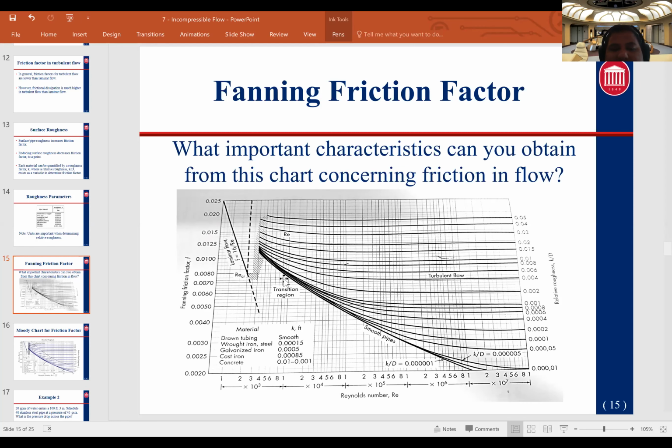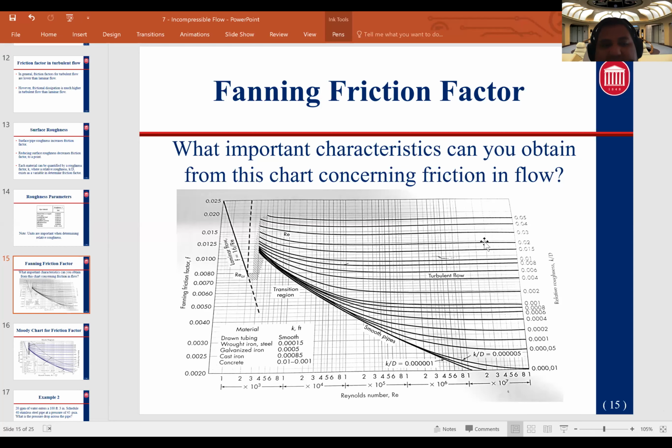And a couple other things to identify here. You'll notice the bottom line is known as the smooth line, for something that's essentially infinitely smooth, that has no quantifiable roughness. It'll be quantified by this bottom curve. And then as you get to higher and higher relative roughness values, you'll move up in your expression.